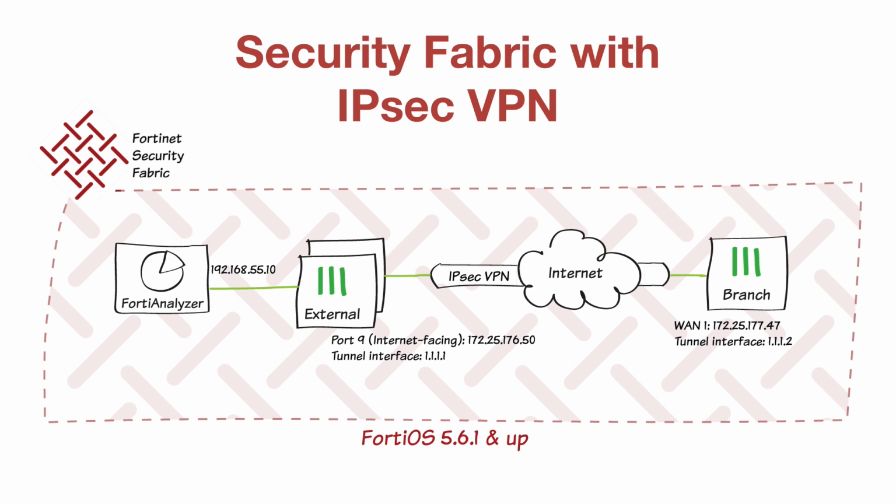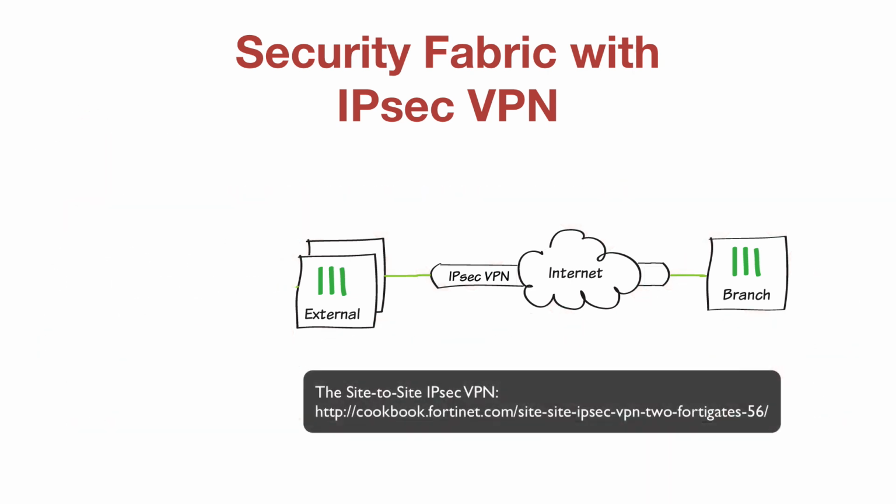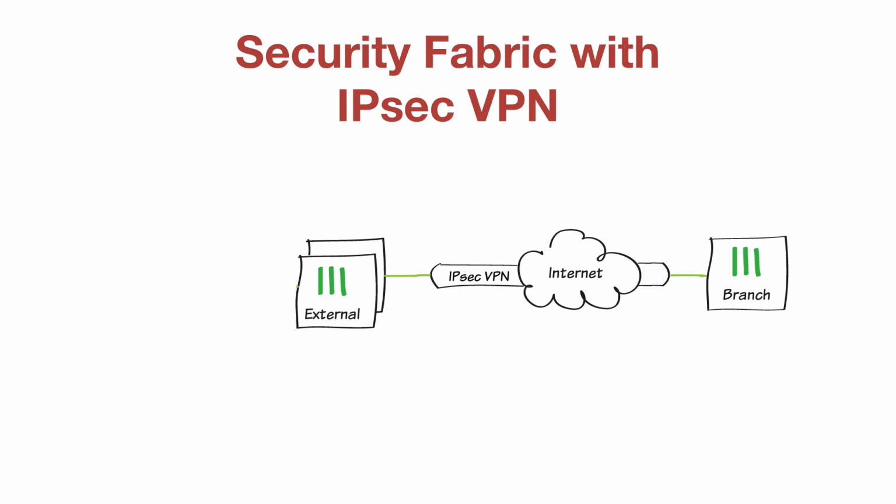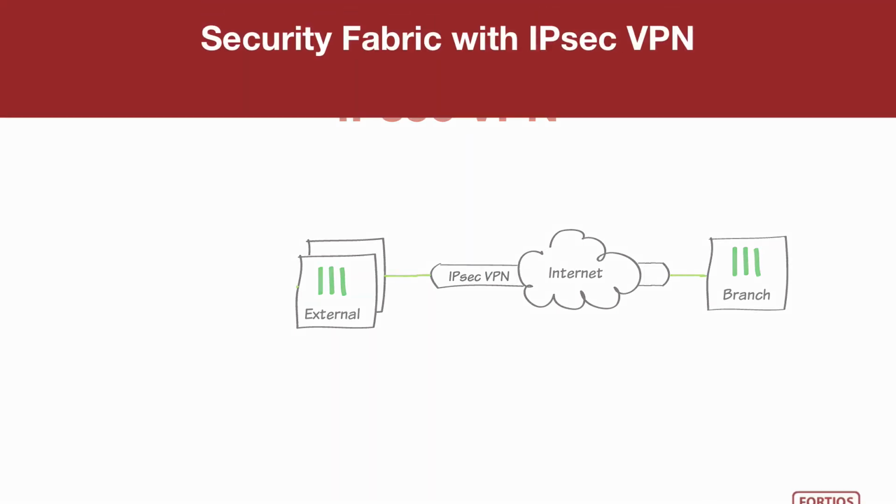In this example, the root FortiGate in the security fabric is an HA cluster called external, and the remote FortiGate is called branch. Before you begin, you will need an existing IPsec VPN site-to-site tunnel between two FortiGates.